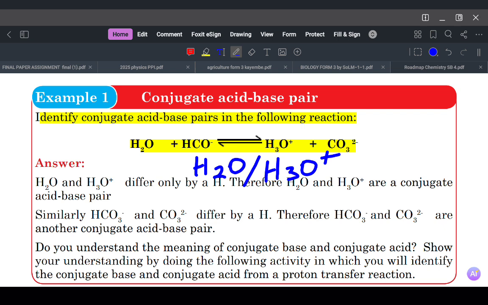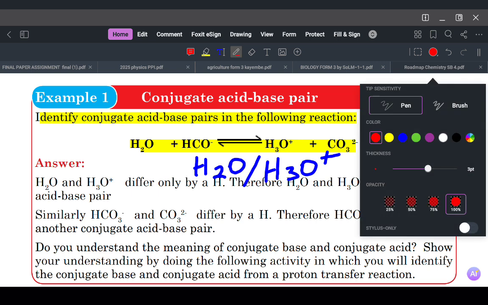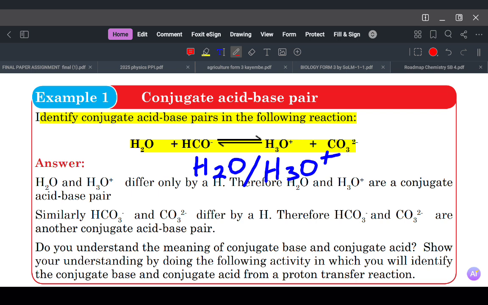Take note that hydronium ion has 3 hydrogen atoms, while water has 2 hydrogen atoms. That means these two are a conjugate acid-base pair. They form a conjugate acid-base pair.